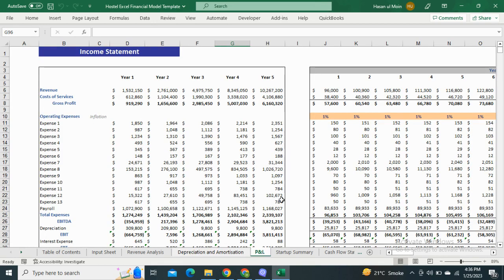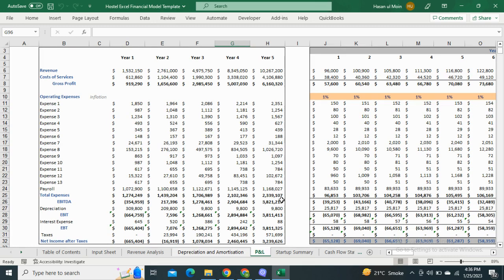Next, we have the profit and loss statement. It shows the monthly as well as the yearly profit and loss. It includes the total operating expenses, EBITDA, and the net income before and after taxes.